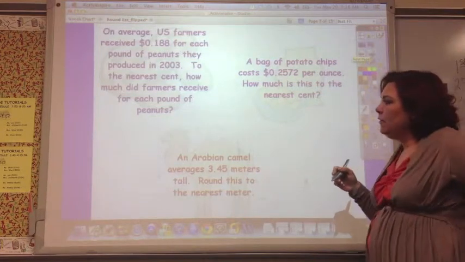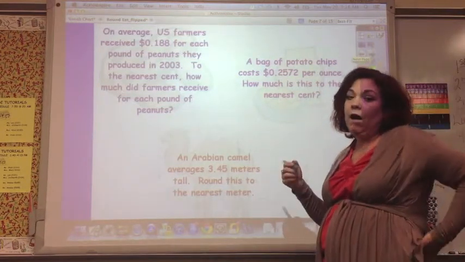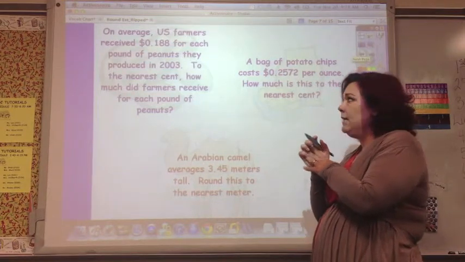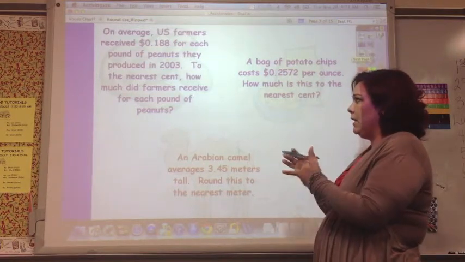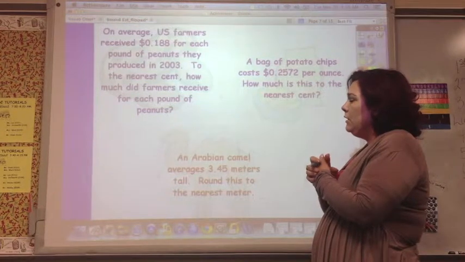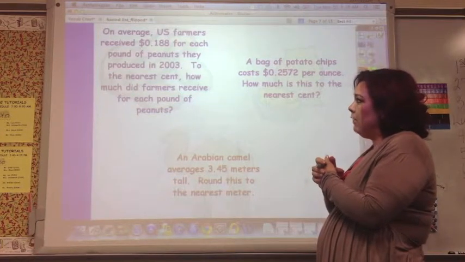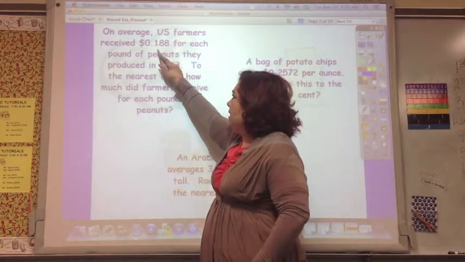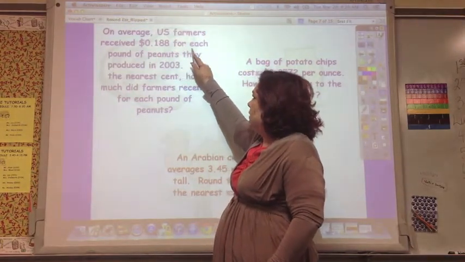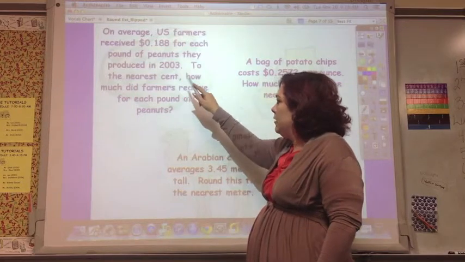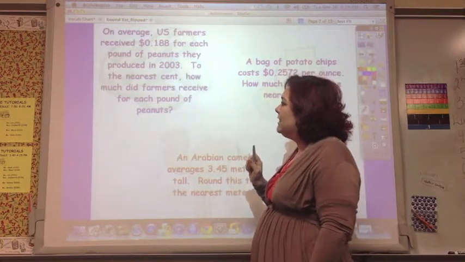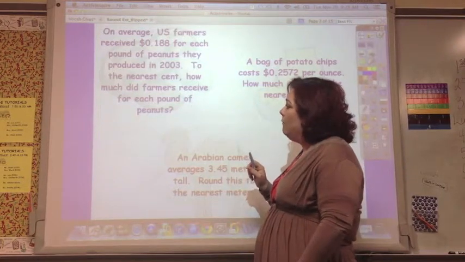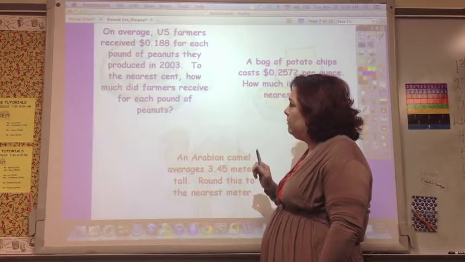So now you're going to find these a lot in word problems. And like I said, in everyday life, deciding what you're going to do. So on average, U.S. farmers received 188 thousandths of a cent for each pound of peanuts they produced in 2003. To the nearest cent means round to hundredth. How much do farmers receive for each pound of peanuts?